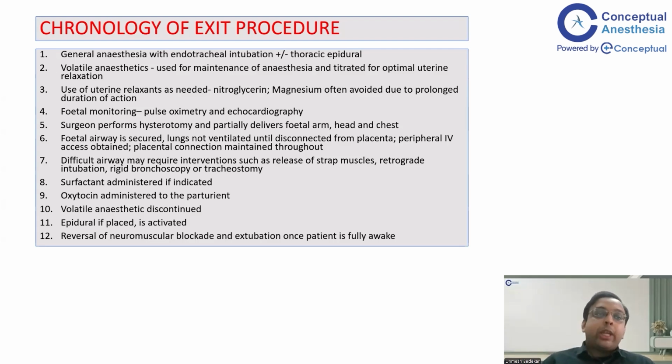Now, sometimes if you are anticipating a difficult airway, you might require specific interventions such as release of strap muscles, retrograde intubation, rigid bronchoscopy, or tracheostomy. If indicated, surfactant has to be administered. Oxytocin has to be administered to the parturient. Volatile anesthesia has to be discontinued, and the epidural, if placed, has to be activated for pain management. After everything is done, reversal of neuromuscular blockade and extubation once the patient is fully awake.